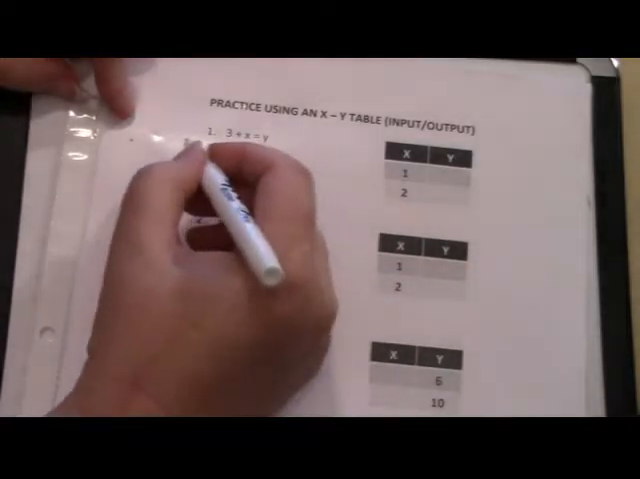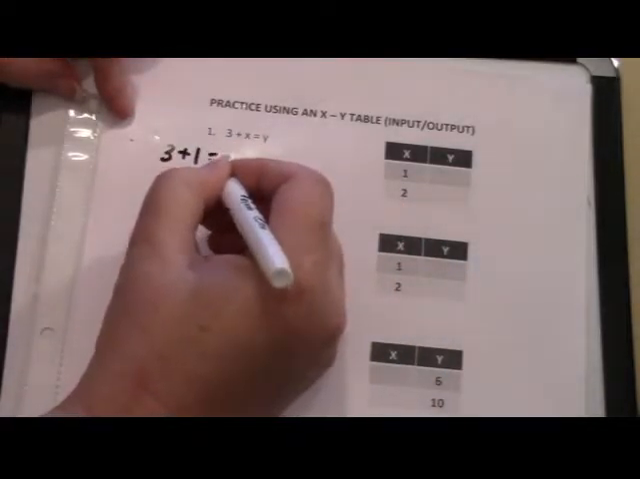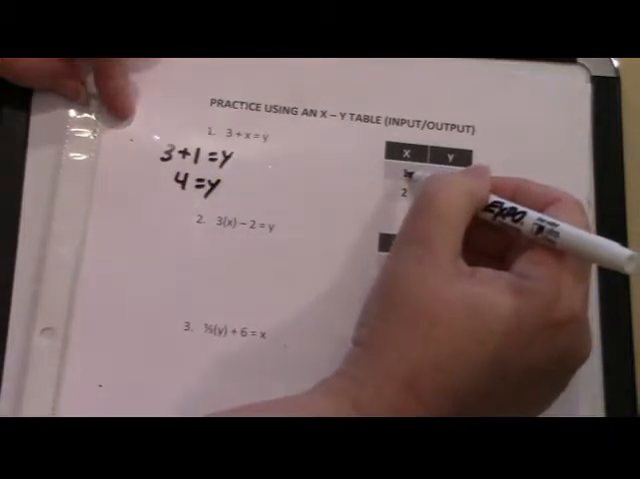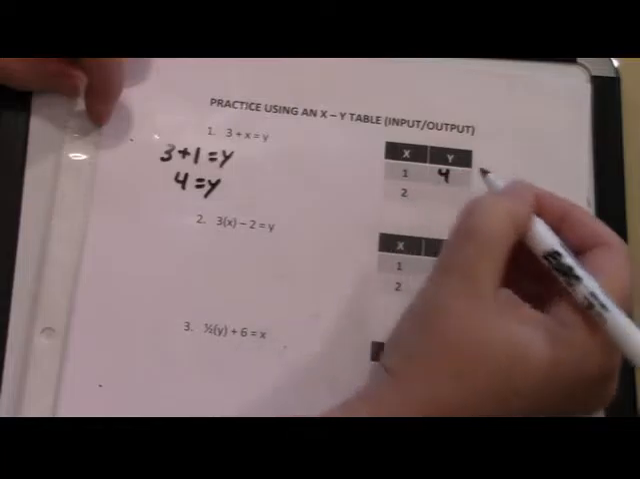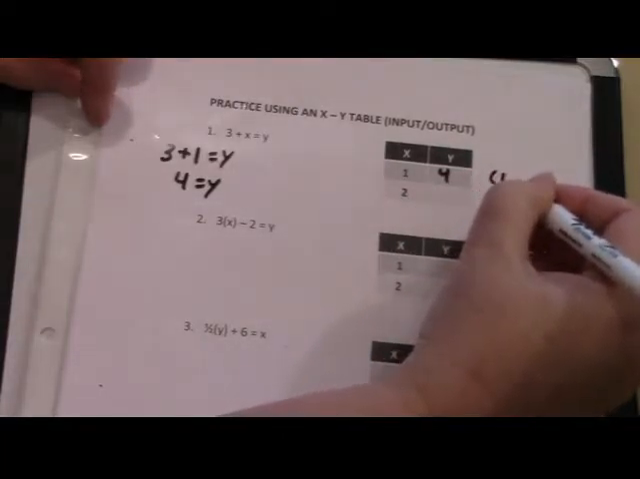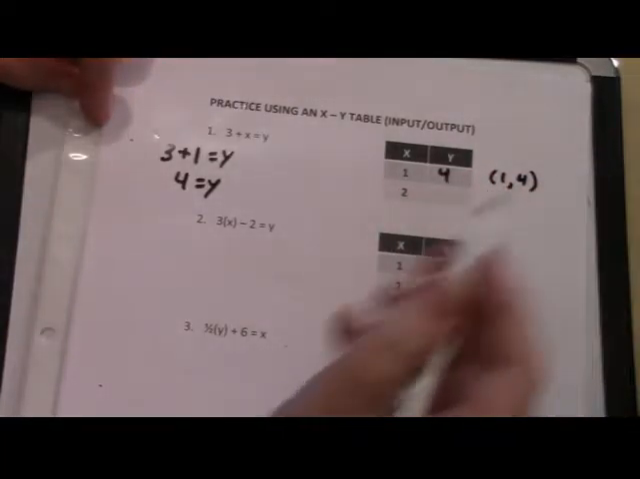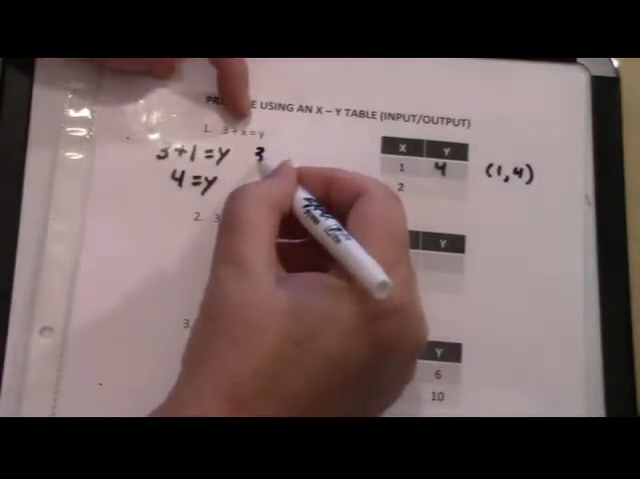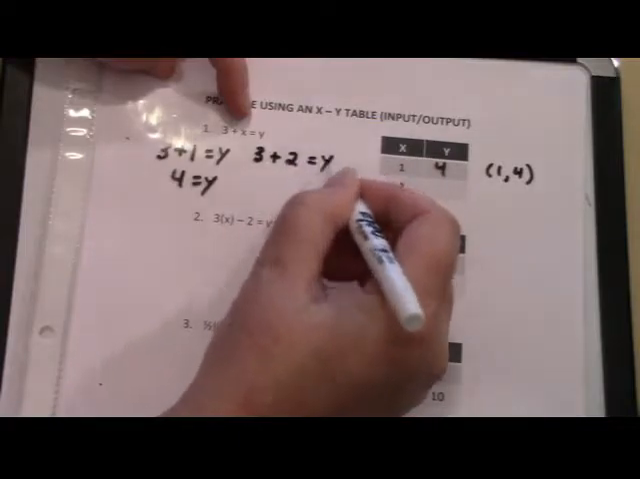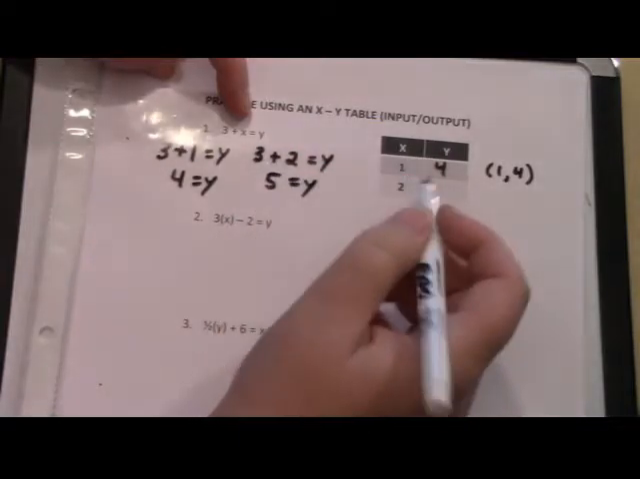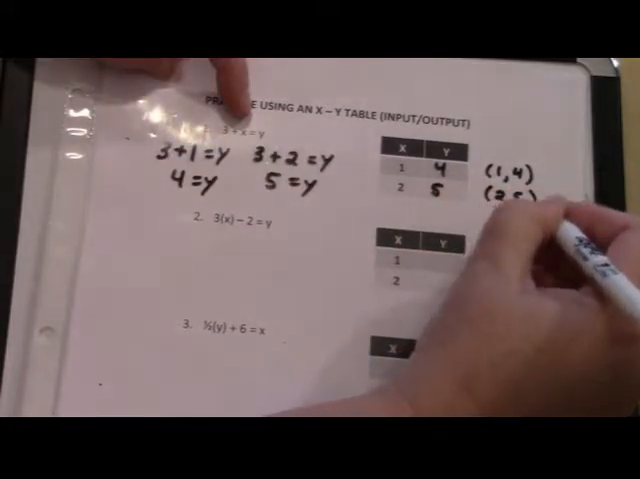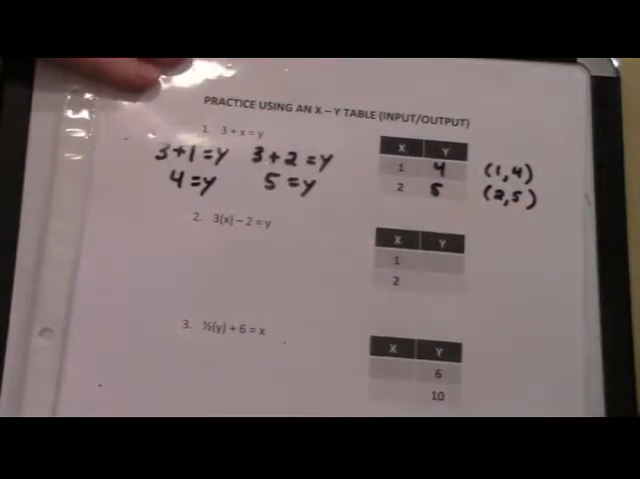So the first time x is 1, I'm going to say 3 plus 1 equals y. 3 plus 1 is 4. So when x is 1, y is going to be 4. And I have my first coordinate, 1, 4. Well, now what if x is 2? Well, now I'm going to substitute 2 in. I'm going to say 3 plus 2 equals y. 3 plus 2 is 5. So when x is 2, y is 5. These would be my 2 coordinates that I could plot on a graph, connect, and make a line.